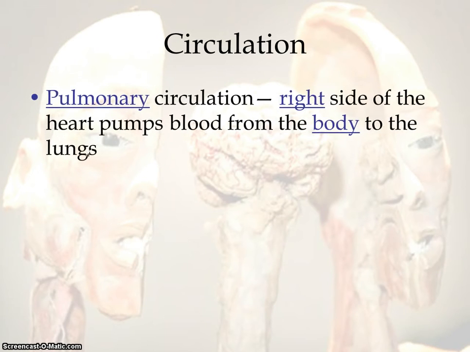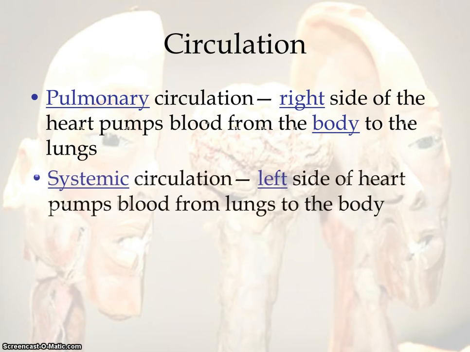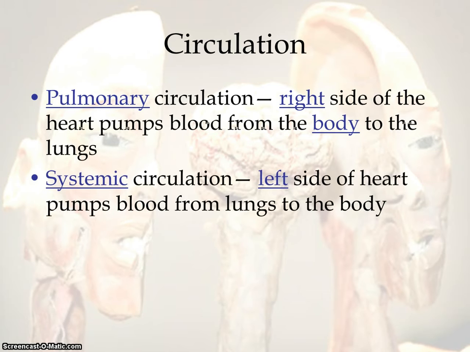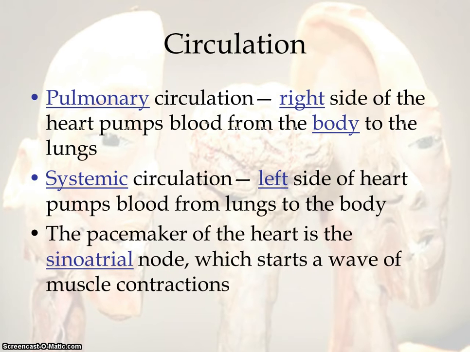All right, let's continue on with circulation. We have a couple different parts to our circulatory system. You have pulmonary circulation, which is the right side of the heart. I've already talked about this. It receives blood from the body and sends it to the lungs. And then the systemic circulation is the left side of the heart, which is going to pump that blood that's holding the oxygen to the body. So you have your pulmonary circulation for the right side, then your systemic circulation for the left side.